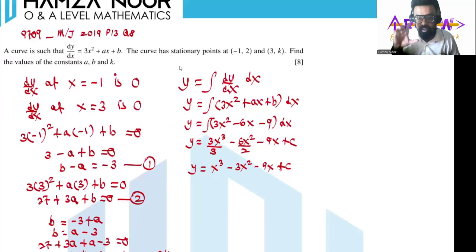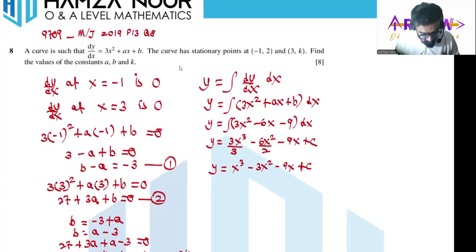We need to find this constant first, and for that purpose we are going to use this point which is known to us. It is given to us: (-1, 2). When x is equal to -1, the corresponding value of y is equal to 2. Under this condition, we are going to find the value of c.